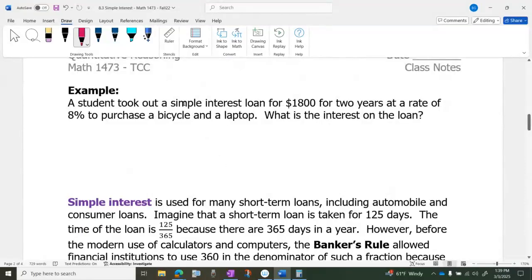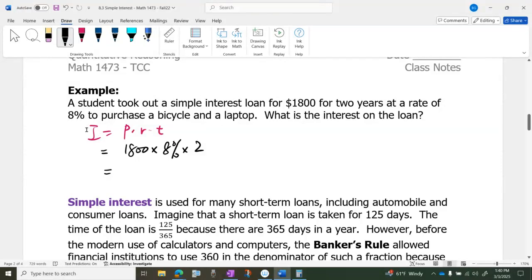A student took out a loan, right? Simple interest loan for $1,800 for 2 years at a rate of 8% to purchase a bicycle and a laptop. What's the interest on the loan? Yeah, we can use the formula. I equals P times R times T. Plugging in, principal is the original amount of money you borrow from the lender, 1,800. Annual interest rate, always annual, 8%. Times T, time in year, 2 years, right? So 2.